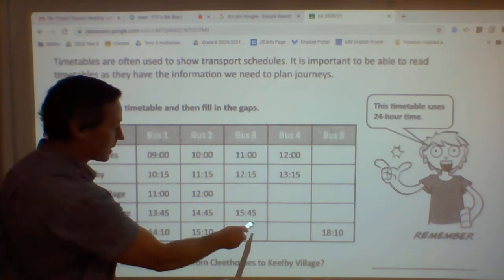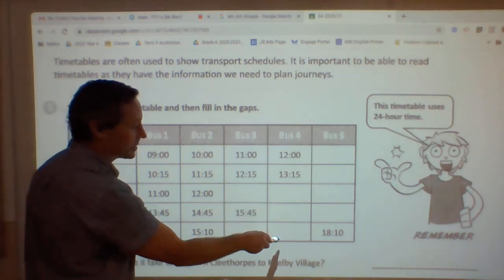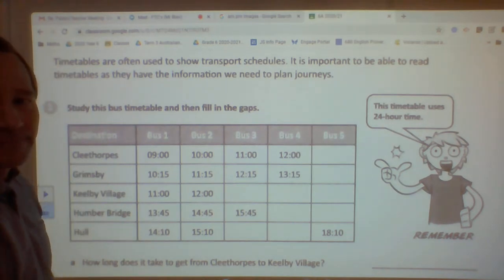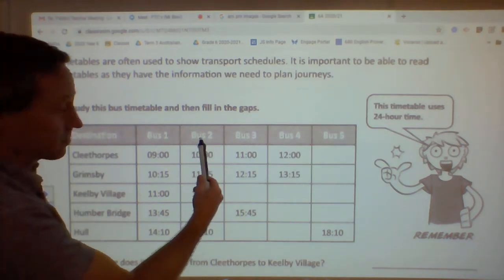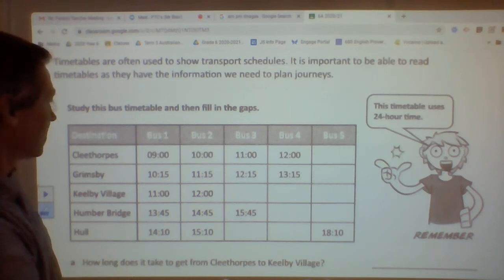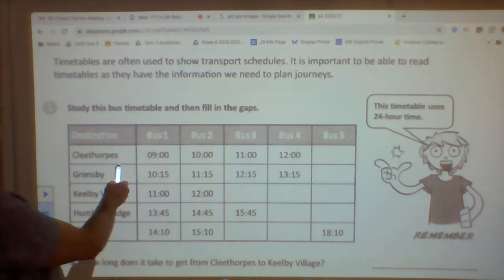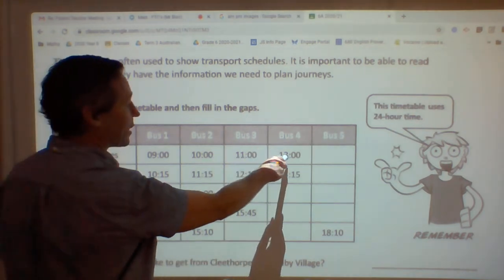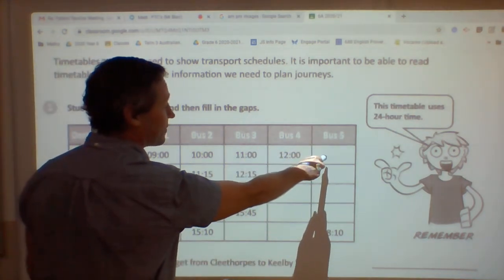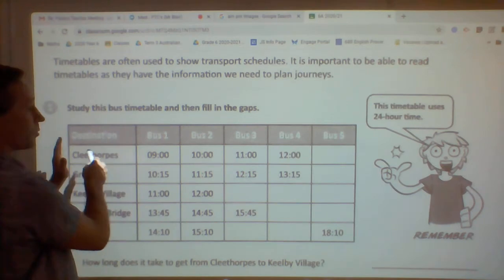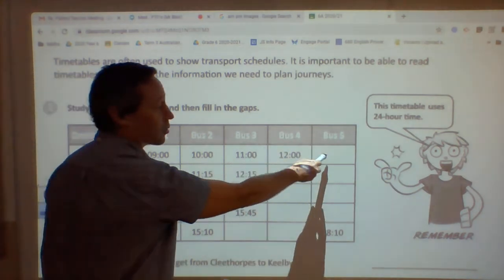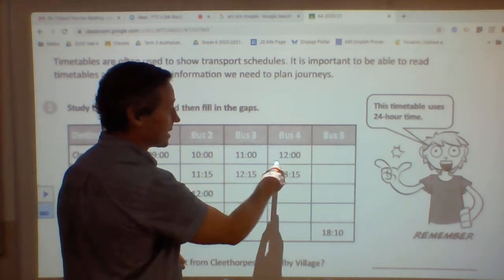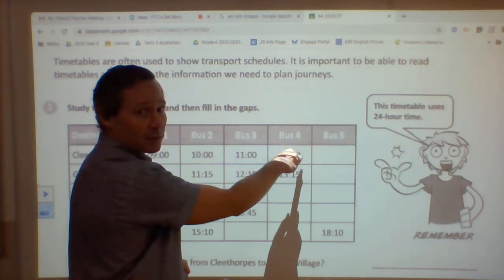Some of these places have gaps. So, what do you think that might mean? Yep, the bus does not come at that particular time. So in this case here, I can see there's a bus 1, bus 2, bus 3, bus 4 every hour, but there's no bus 5 coming and stopping at Cleethorpes. And you'd think it'd be there at 1 o'clock. No, that's it. The last bus is at 12 o'clock.